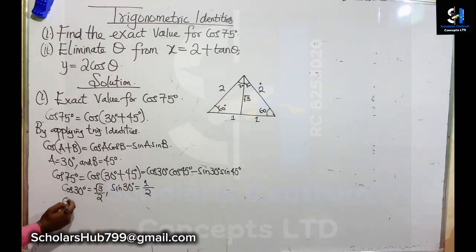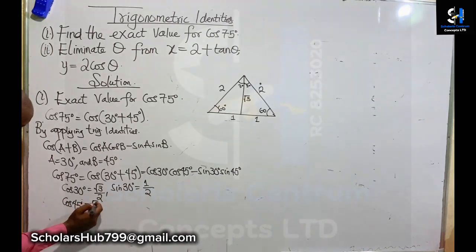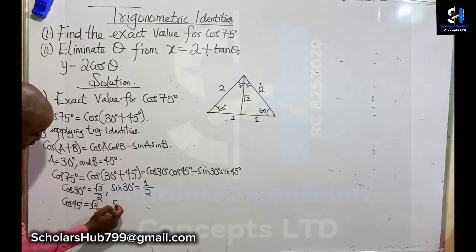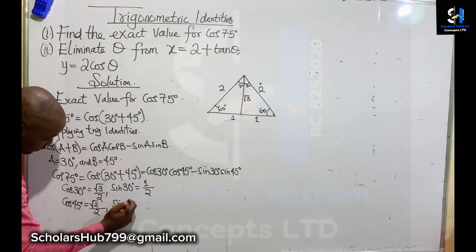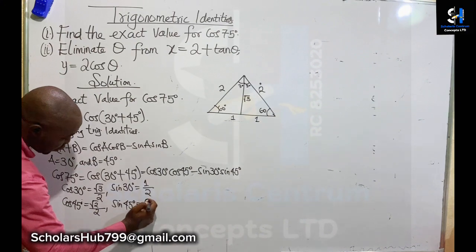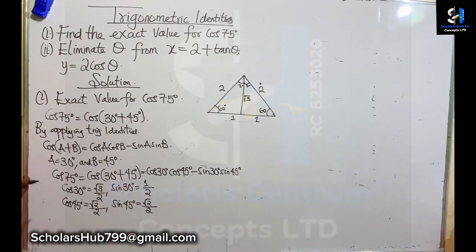Now, what is the value of cos 45 degrees? Cos 45 degrees is root 2 over 2. What is the value for sin 45 degrees? That's also root 2 over 2.